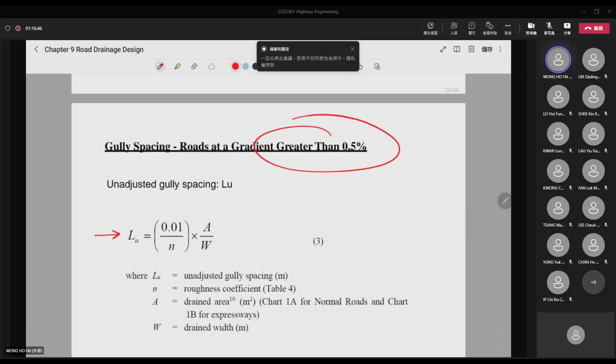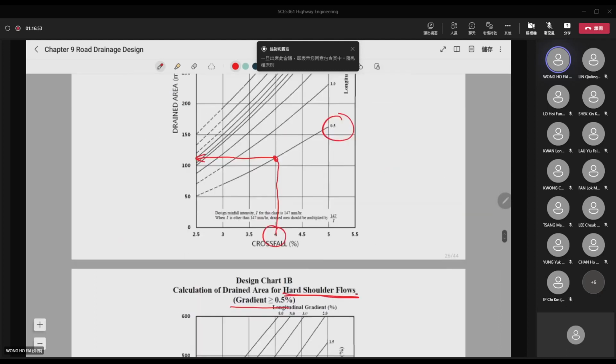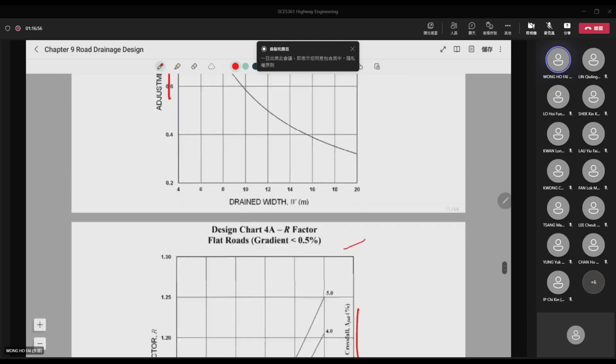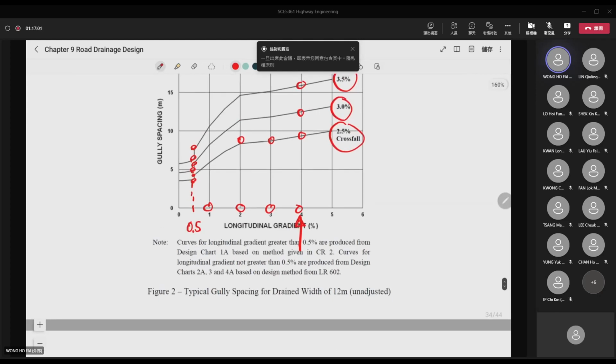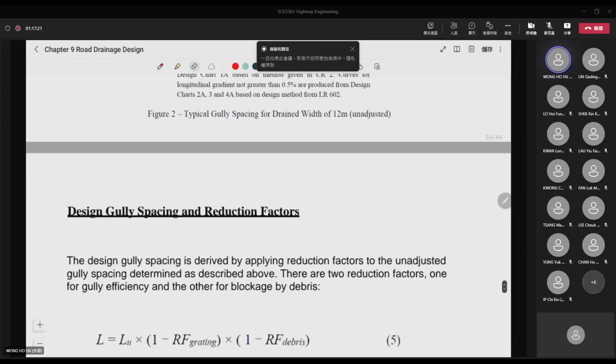When it is smaller than 0.5%, we have one equation, and when it is more than 0.5%, we have another equation. If you plot both equations on the graph, you can see we have two parts. This one is less than 0.5%, while the right-hand side is larger than 0.5%. But in the case where the gradient is exactly equal to 0.5, you can see there's a vertical line right here. So this is why you have such a graph here.